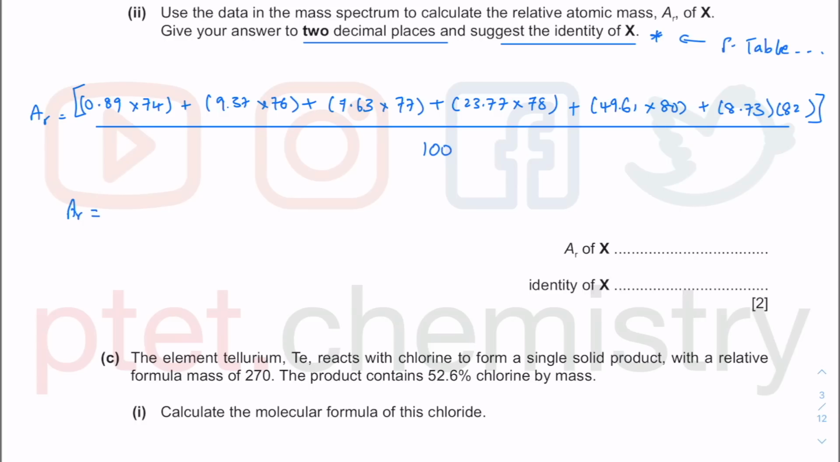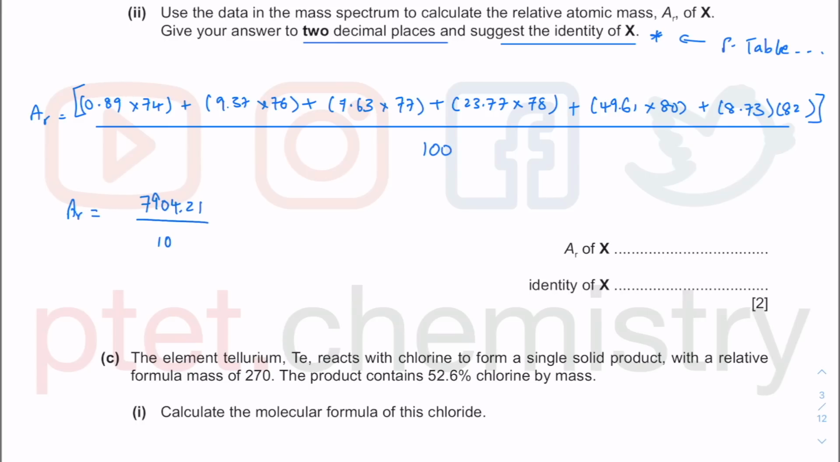So 0.89 times 74 plus 9.37 times 76 plus 7.63 times 77 plus 23.77. Oh gosh, okay, I made a mistake with my calculator. So you've got to be very careful that you are keying in the right stuff. I better stop talking. As I'm talking, I might make a mistake again, and I don't want to waste time in a real exam.